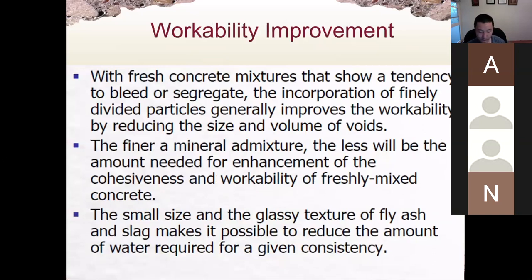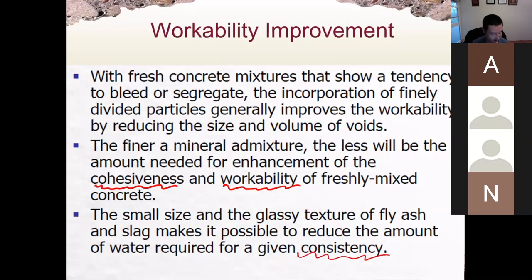Workability can also be improved. Workability is defined as how much energy we need to introduce in concrete to fully compact it. So by introducing fly ash, it will improve the workability of concrete, making the concrete easier to mix. It will also enhance cohesiveness together with workability of concrete. Consistency may also be increased.